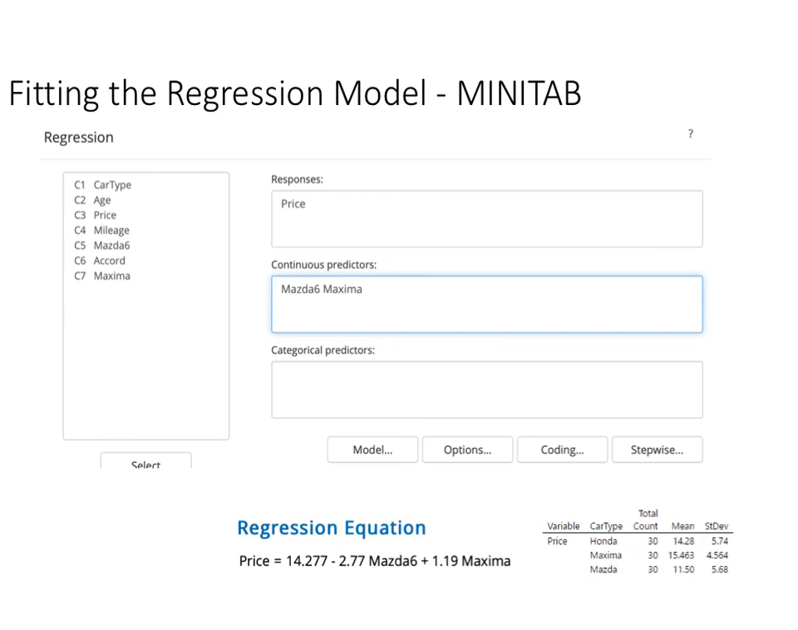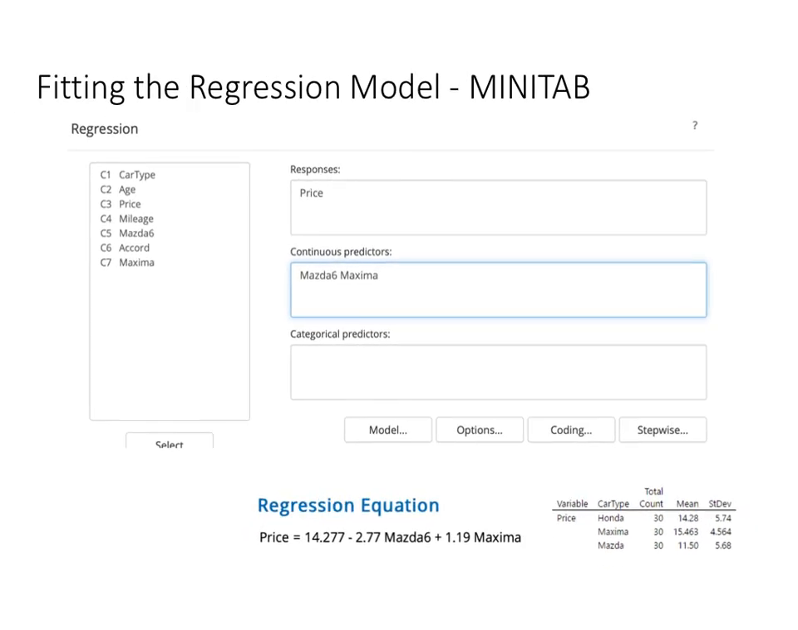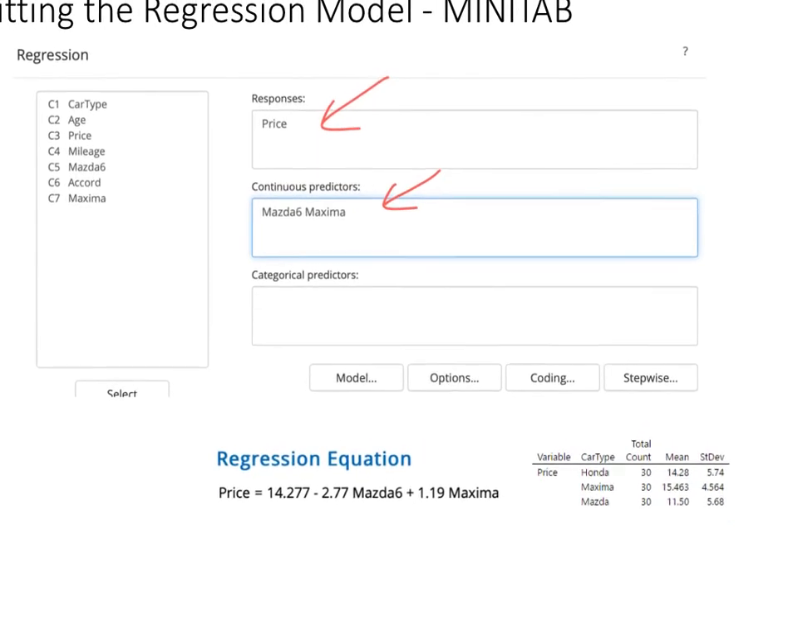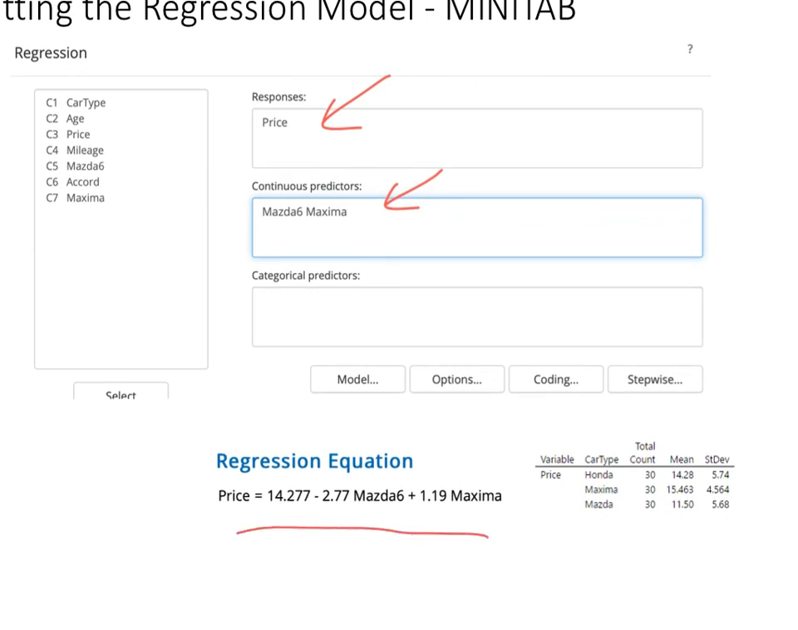Now let's look at building a model, and this is just the usual regression model that we've been doing in Minitab. Once you have your indicator variables in, you'll just go and fit a regression model. The response is price, and for now we're just going to include what type of car it is, whether an Accord, a Mazda 6, or a Maxima. The variables we're modeling with for car type are Mazda 6 and Maxima. If you run that model, you should get this regression equation.